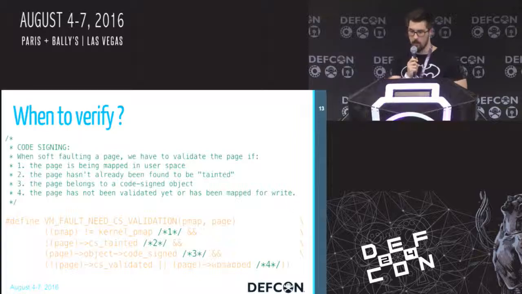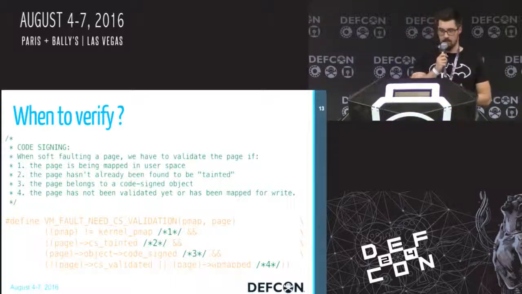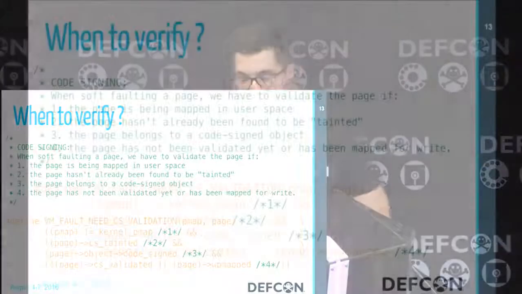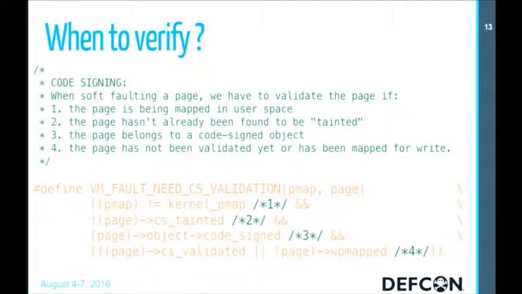A good question is when we need to verify page hashes. So there is a macro, VM fault enter needs CS validation from VM fault. It says that a page needs to be validated if it's going to be writable, if it belongs to a code signed object, or if it's been mapped to user space, so basically it will be validated any interesting time.